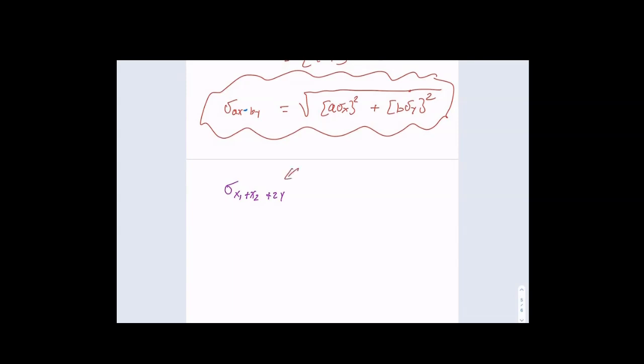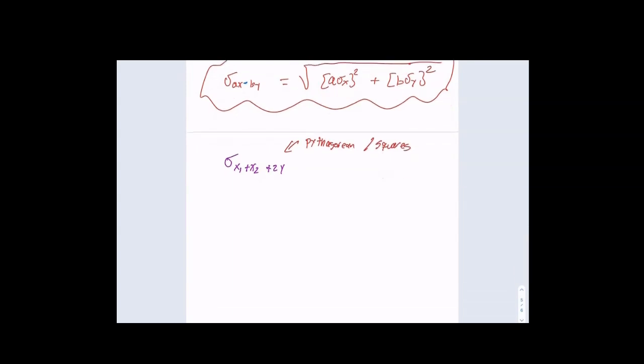No, the relationship. What is it? No. The word I'm looking for is one or two different words. I either want you to remember Pythagorean or I want you to remember squares. So that's what you need. That's what needs to pop in your mind. Standard deviations. When you're combining standard deviations, you got to think Pythagorean or you got to think squares.